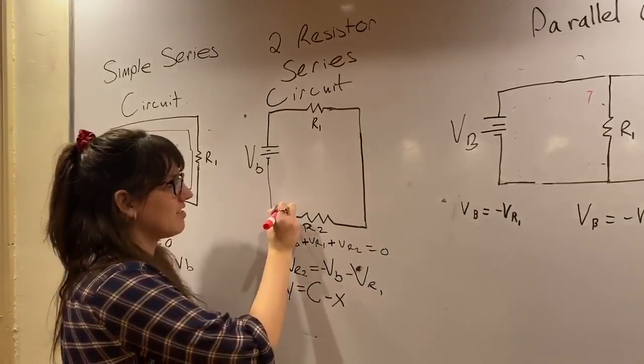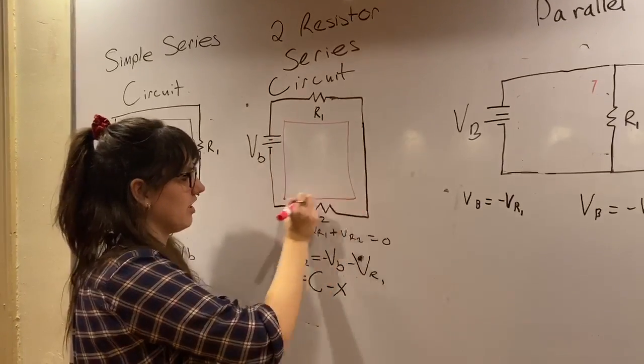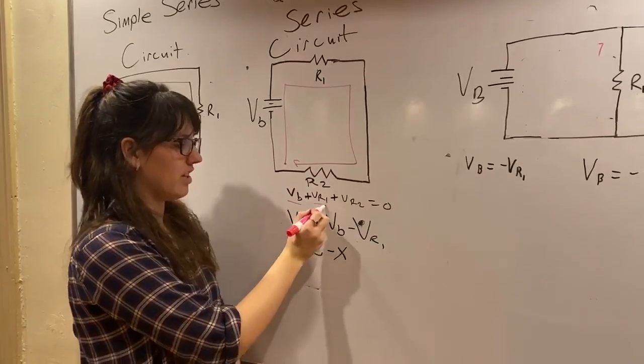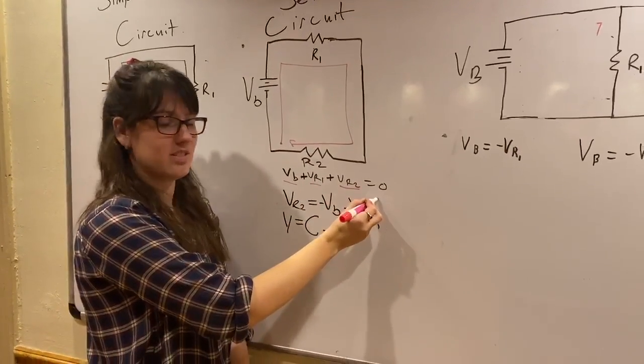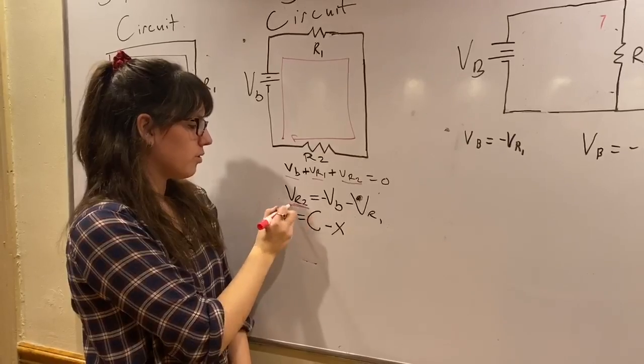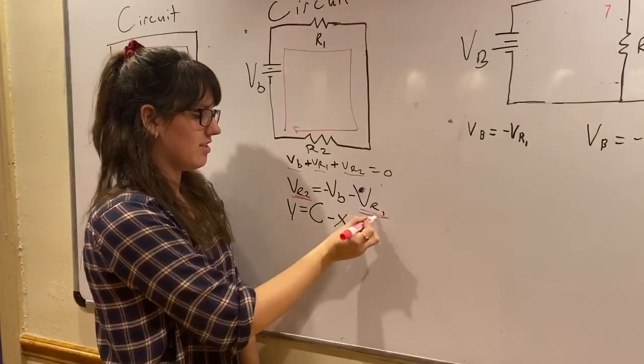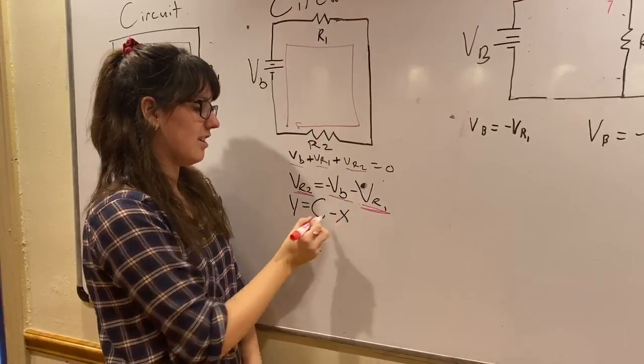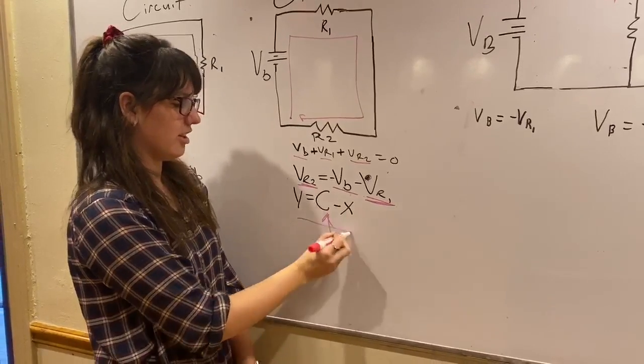Following the same processes as we did in the simple series circuit, we find that VB plus VR1 plus VR2 is equal to 0. R2 is the dependent variable and R1 is the independent variable, while VB is a constant as shown here in this linear relationship.